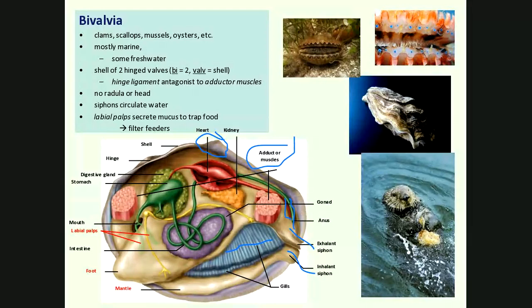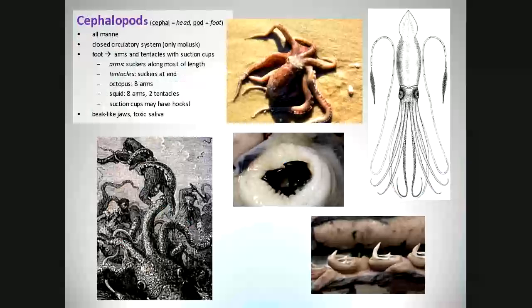Cute little critters, right? The cephalopods. Yes, the head-foot critters. All of these are marine. They have a closed circulatory system, so unlike the other mollusks, especially the bivalves with their open circulatory system we talked about the other day, these are the only ones. So they can get a little bit bigger, with higher metabolic rates.